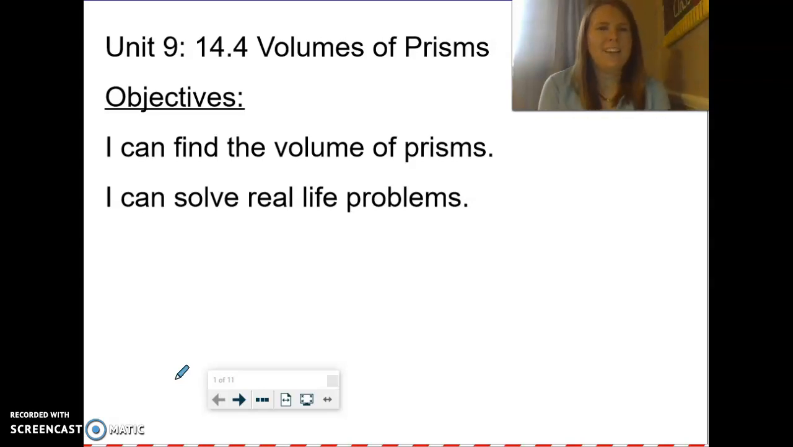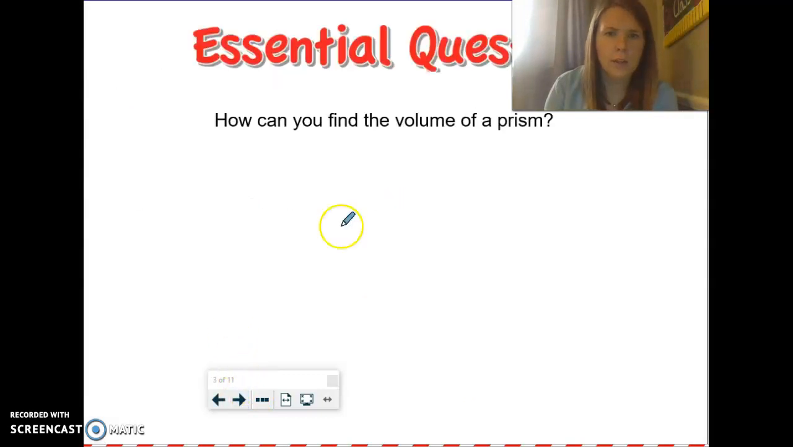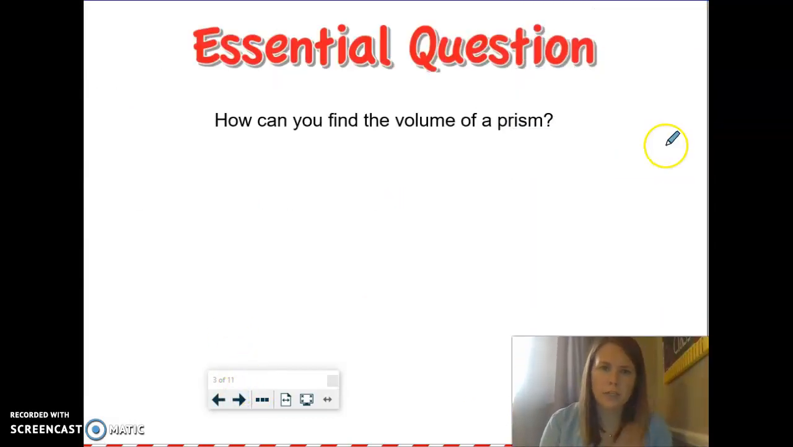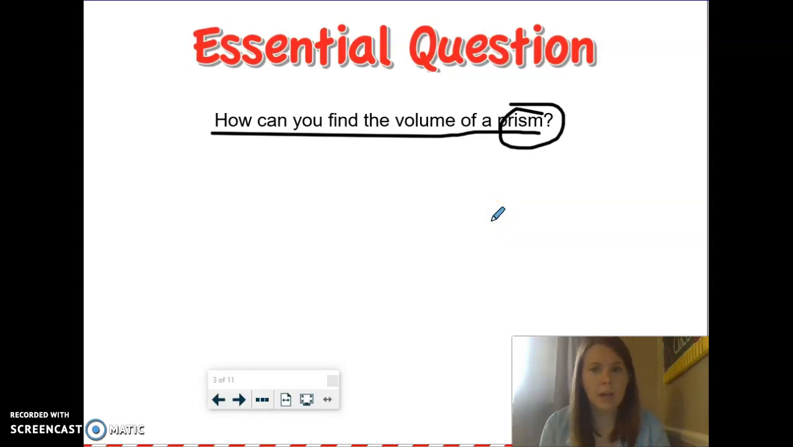So your objective is I can find the volume of prisms and I can solve real life problems. So skipping our warm up, but here is your essential question. How can you find the volume of prisms? So remember that your prisms are going to be things that are like a rectangular prism, a triangular prism, I think we talked about octagonal prisms, something where it's going to have a base, and it's going to have at least 2 bases, okay? So it's going to have a top and a bottom.